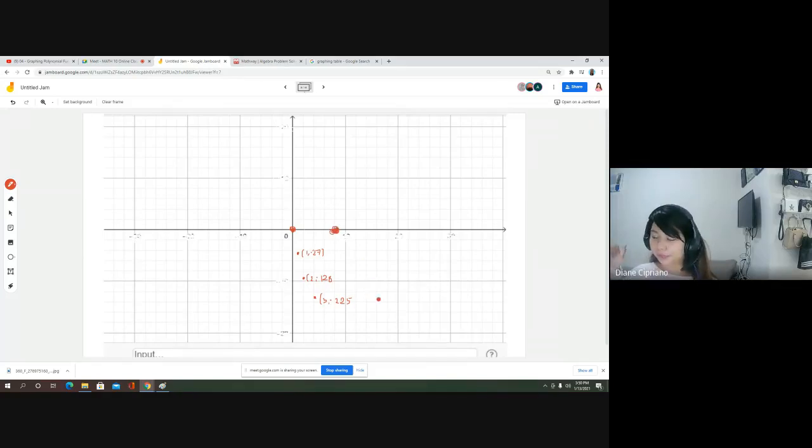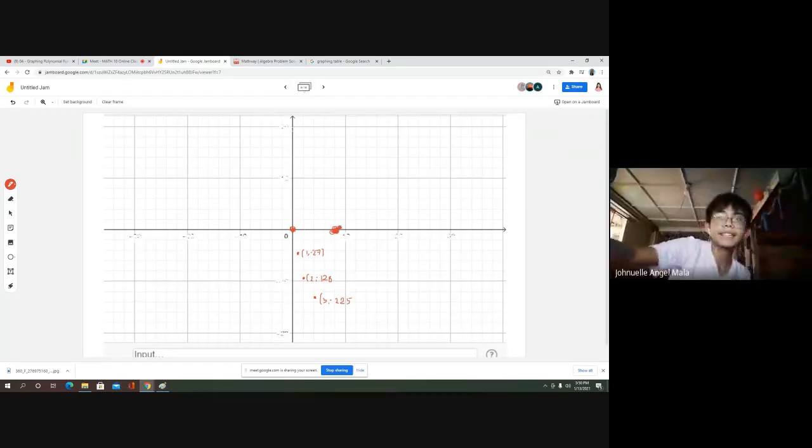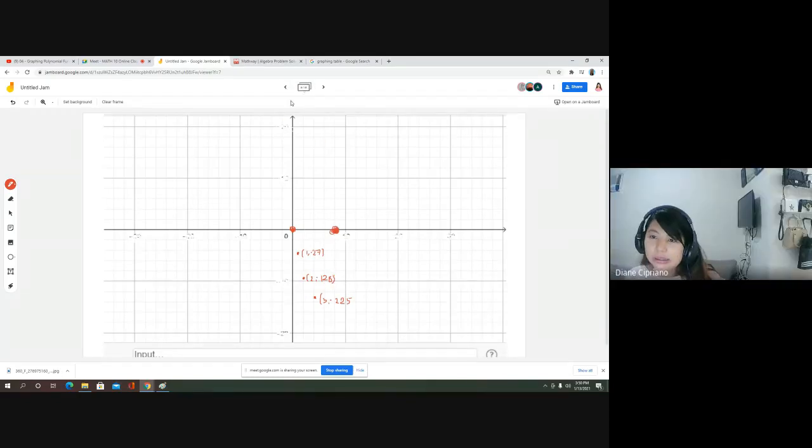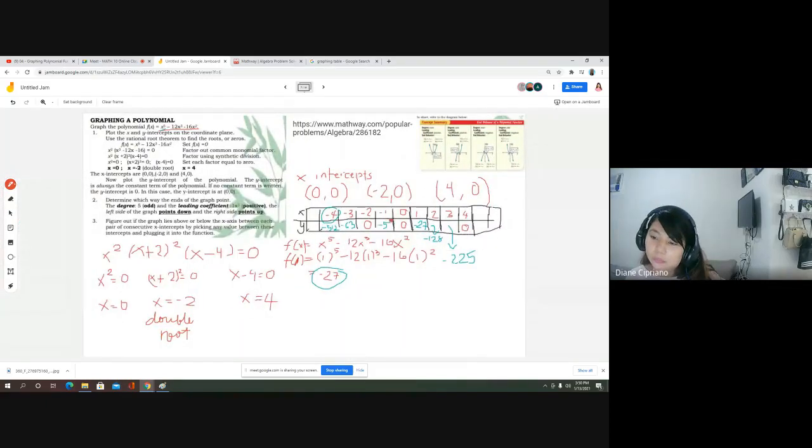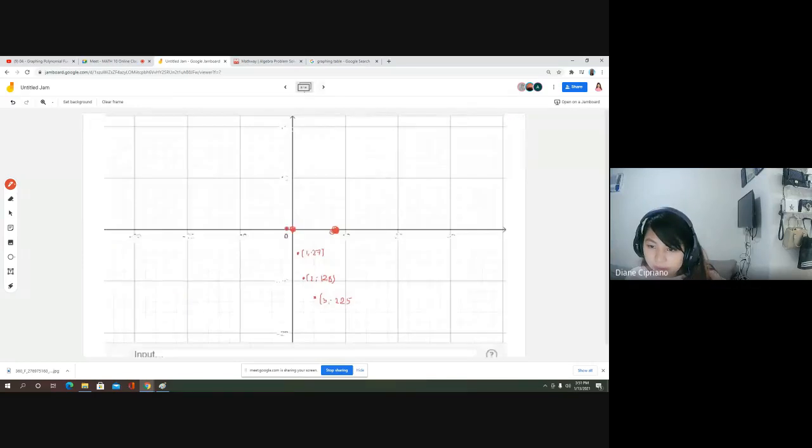Got it? Next. Nakuha po ba yun yung mga positive x natin? Yes or no? Yes. Okay, good. Next, for our negatives, we have negative 1 and negative 5.